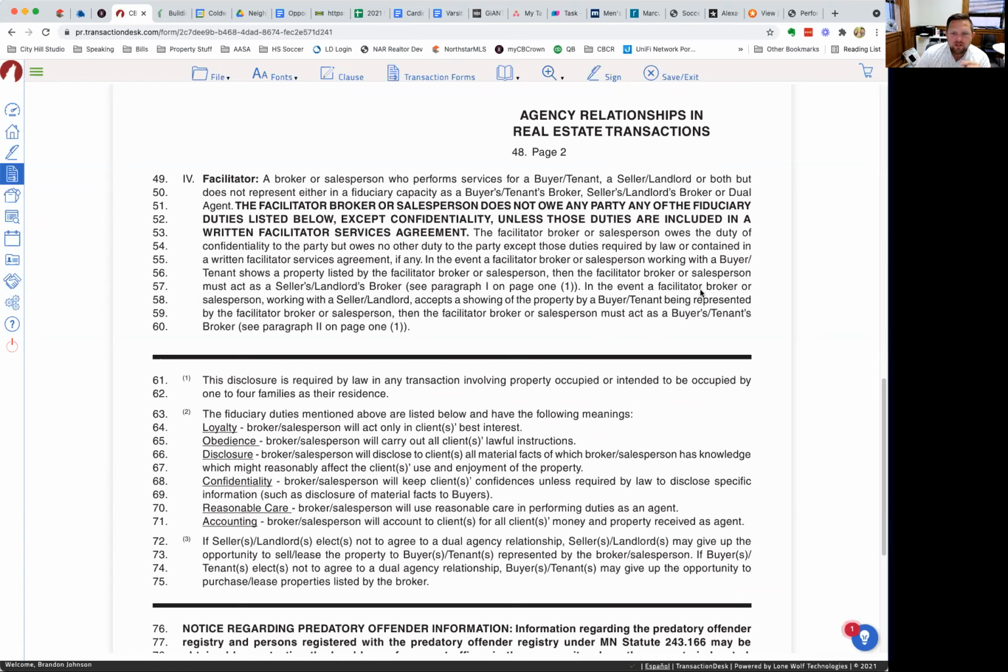In the event a facilitator, broker, salesperson working with the seller/landlord accepts a showing of the property by a buyer/tenant represented by the facilitator, then the facilitator, broker, salesperson must act as the buyer's/tenant's broker. Okay. I'm going to read that again just to make sure you get it, because I saw some faces. In the event a facilitator, broker, or salesperson working with a seller accepts a showing of the property by a buyer being represented by the facilitator, broker, or salesperson, then the facilitator broker must act in the buyer's best interest.